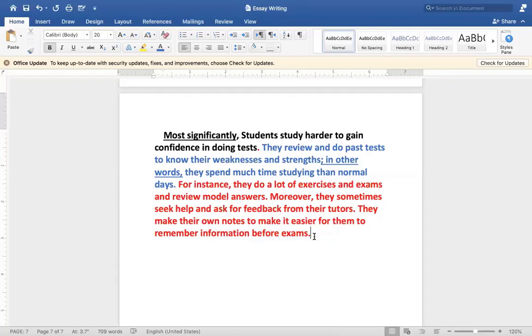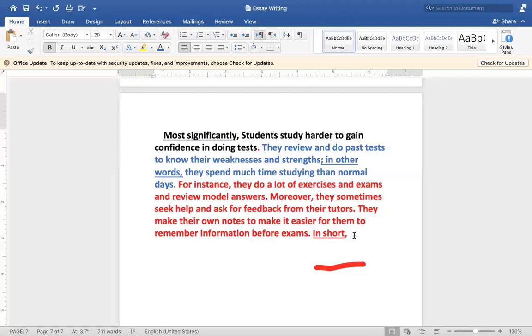In brief, solving many exams. Short. In short. Yes, this is a transition signal. So in short, solving all the exams makes the students gain confidence. Okay. That's all in my mind at the moment. Okay, correct. Who can give me another sentence that gives the same meaning?